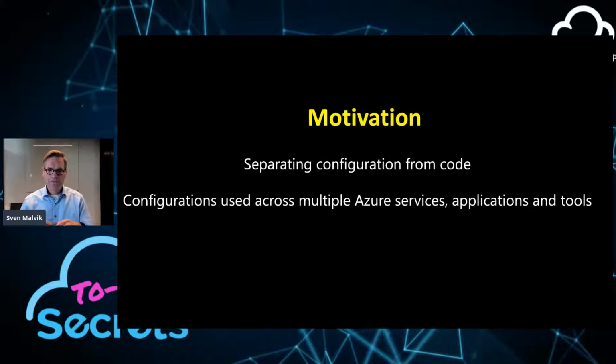So the motivation of Azure App Configuration is to separate code from the configuration. And that we can do, of course. We have the code in the repository of the application, and we have the configuration in another place. Also, Azure App Configuration is great if you want multiple services or tools to access the same configuration. And this might happen for infrastructure or for services that are used across many services.